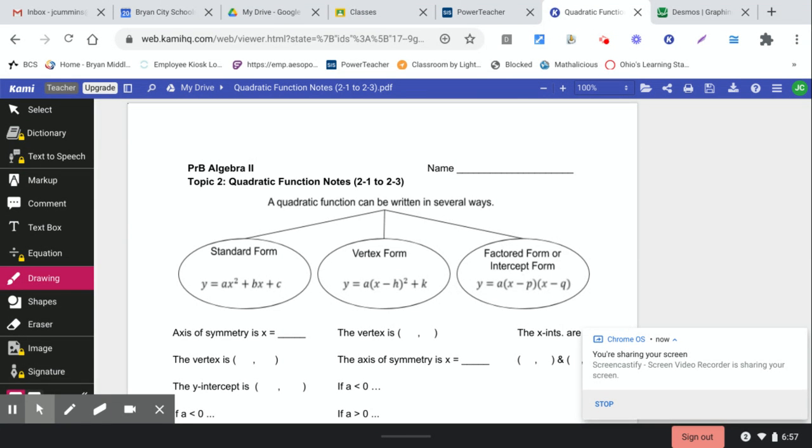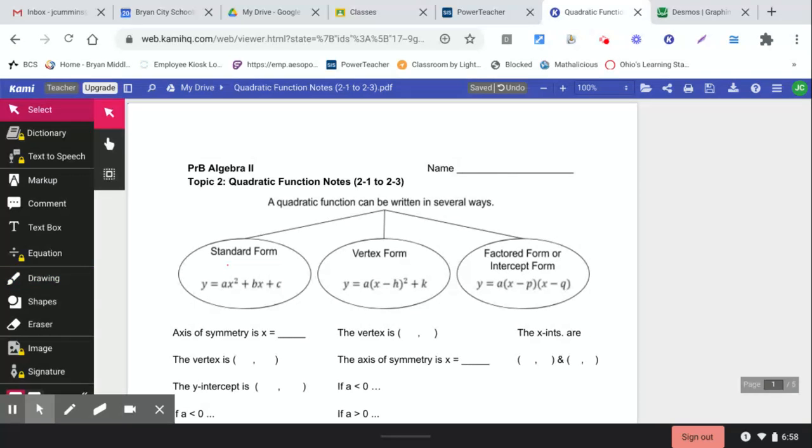We're going to spend the next several videos talking about the quadratic function. Now, there's several different ways that we can write a quadratic function. We can write it in standard form. That's this first one over here on the left, and that's just y equals ax squared plus bx plus c. We use it in this form like when we want to use the quadratic formula. It's just often in that form.